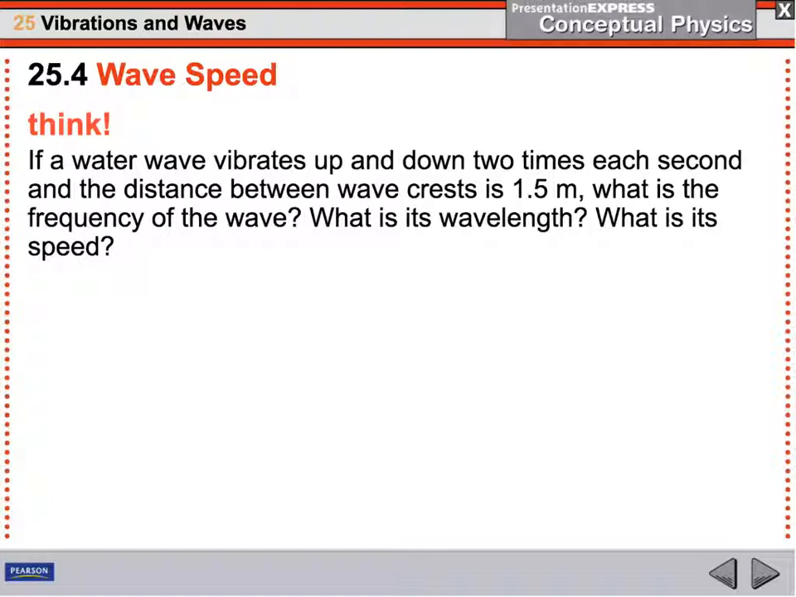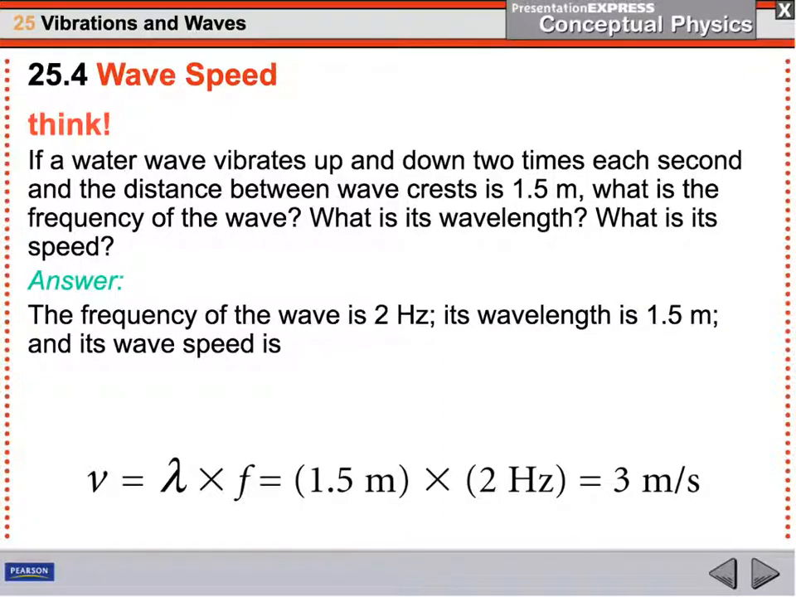If a water wave vibrates up and down 2 times each second, and the distance between wave crests is 1.5 meters, what is the frequency of the wave? What is its wavelength? What is its speed? The frequency of the wave would be 2 Hertz. Its wavelength is 1.5 meters, and its wave speed is the frequency times the wavelength, so 1.5 times 2 Hertz gives me 3 meters per second.